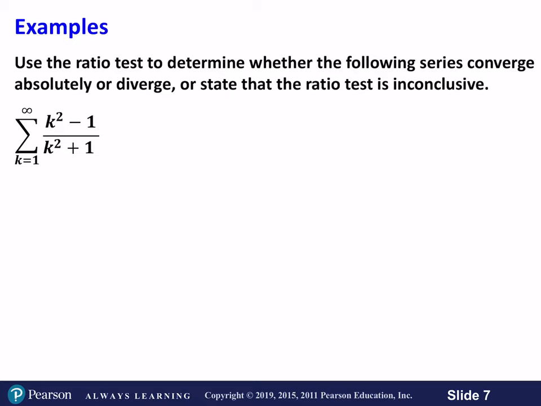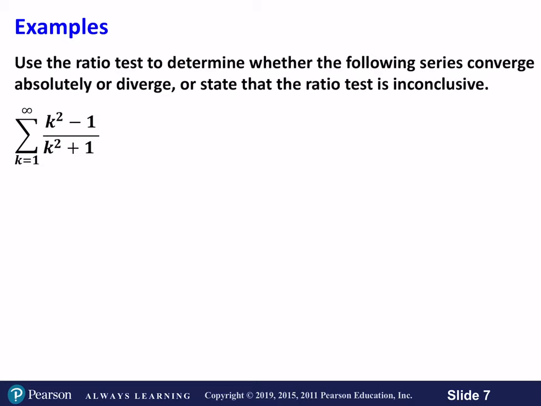So now let's consider this example where we have (k^2 - 1) over (k^2 + 1). We are going to use the ratio test to determine whether this thing converges, diverges, or we're going to state that the ratio test is inconclusive. Before we do that, I want you to think about another test that you might use to determine whether this thing converges or diverges. I won't say exactly what I'm thinking, but I want you to think about what you would use first if you were just given this problem and not told what test to use.